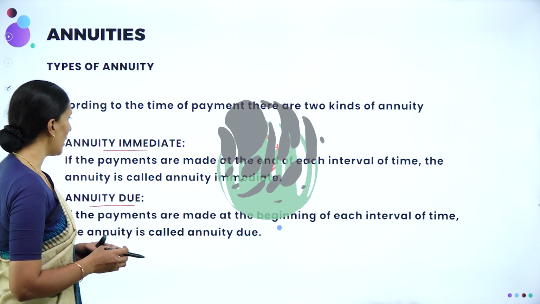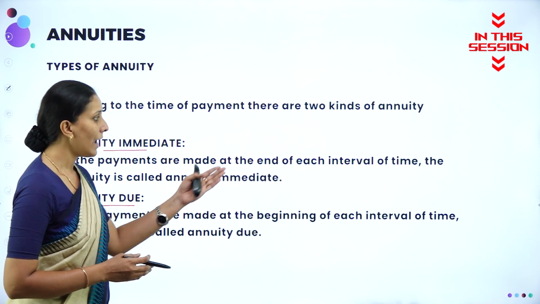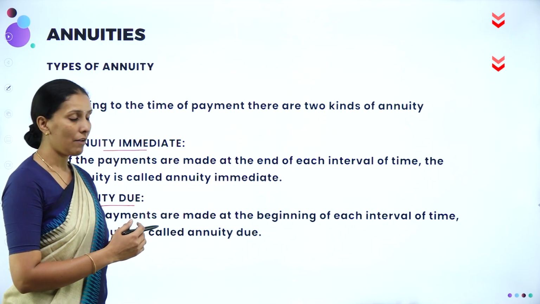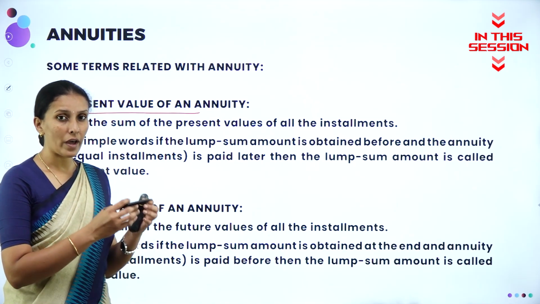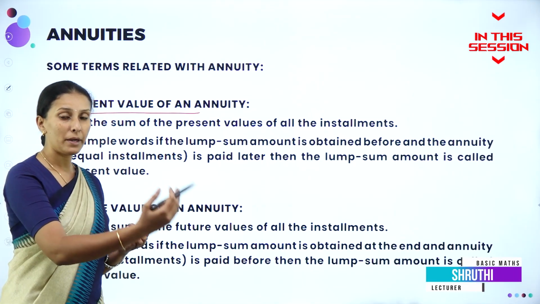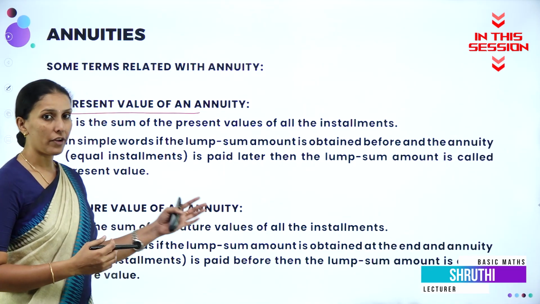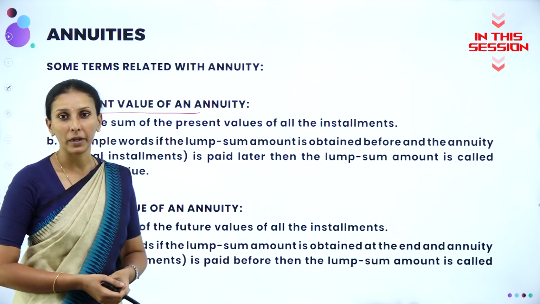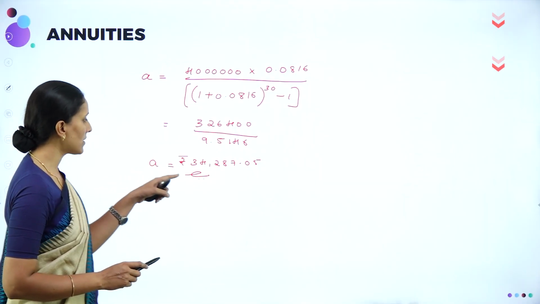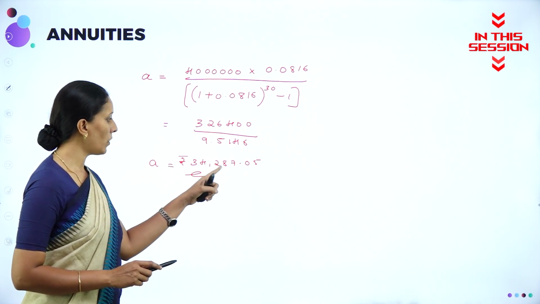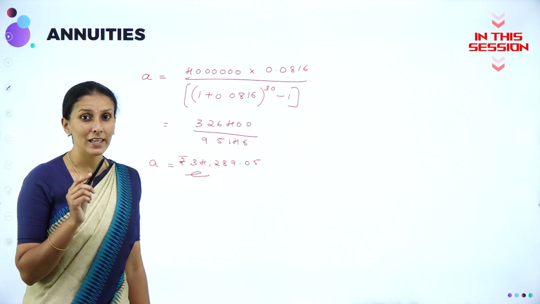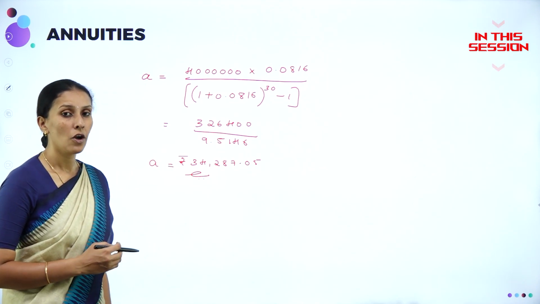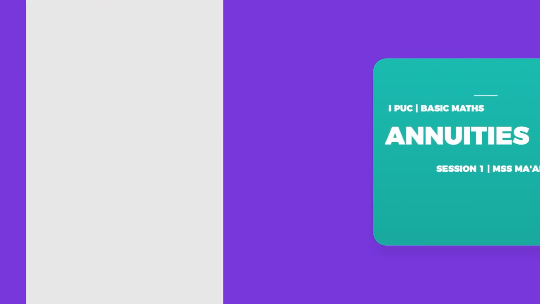So annuity immediate is a lump sum amount paid at the end of each interval of time. For example, at the end of every month or at the end of every year. Present value is a lump sum amount where amount is obtained first and installment is paid later, whereas future value of an annuity is nothing but the equal installments are paid first and the lump sum amount is obtained later. You should start an investment of 34,287.05 with equal installments for 30 years so that his wife will get rupees 40 lakhs after his death.